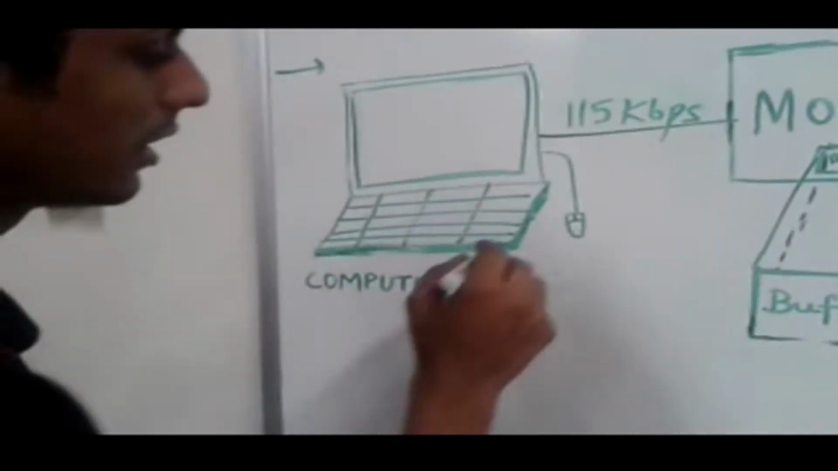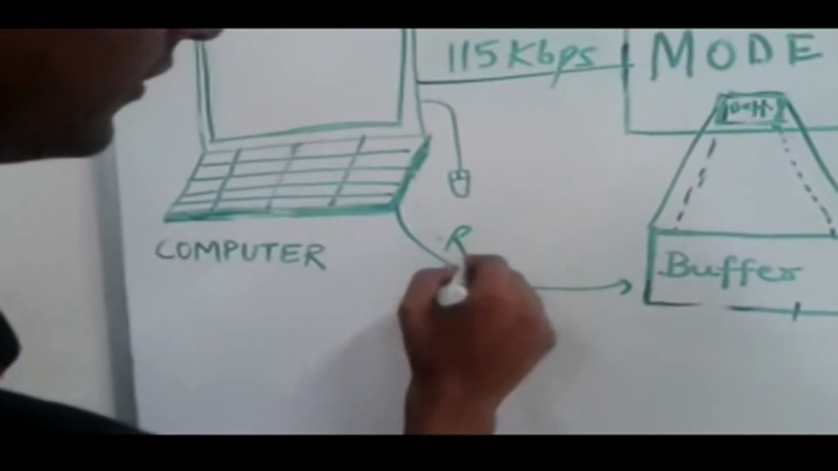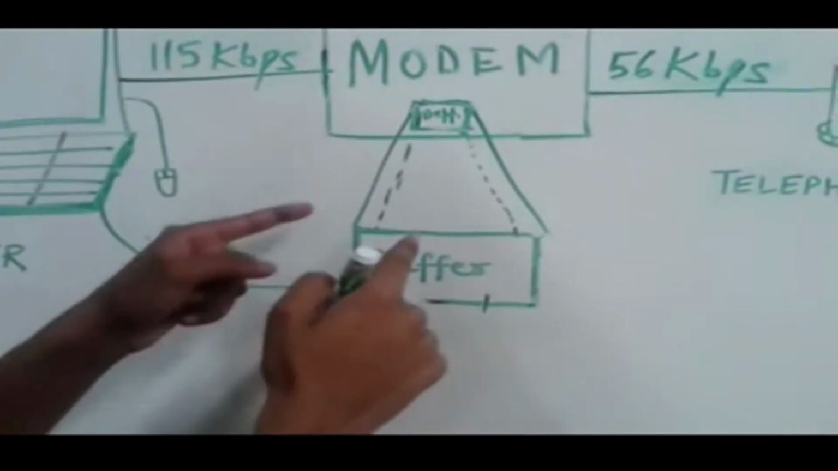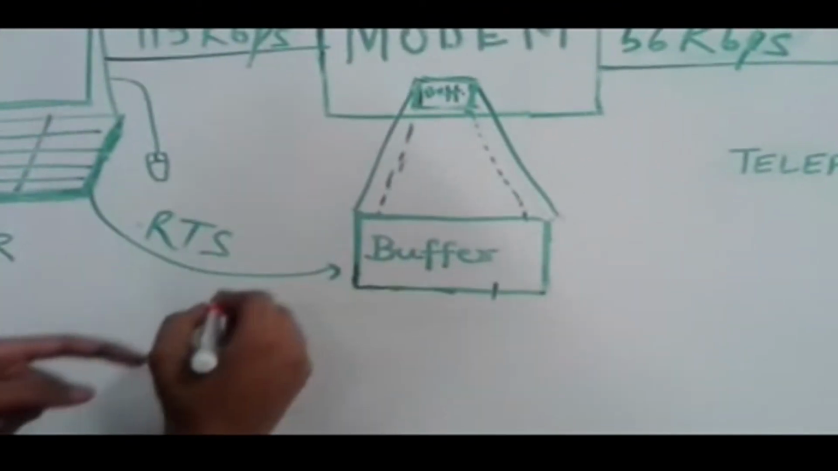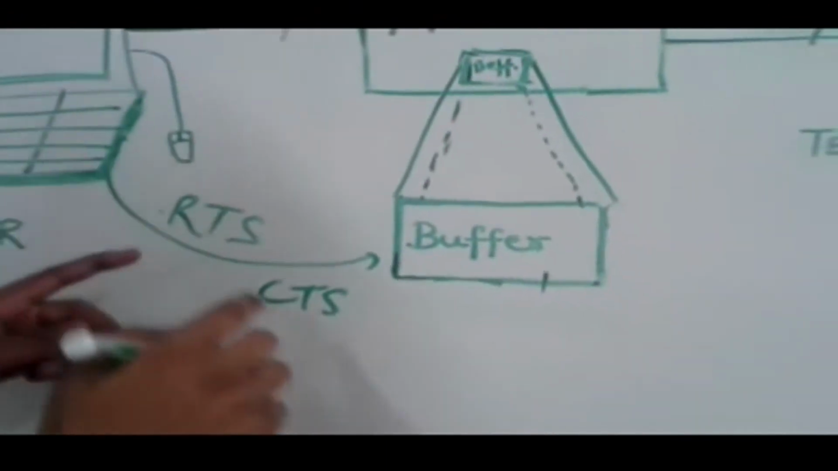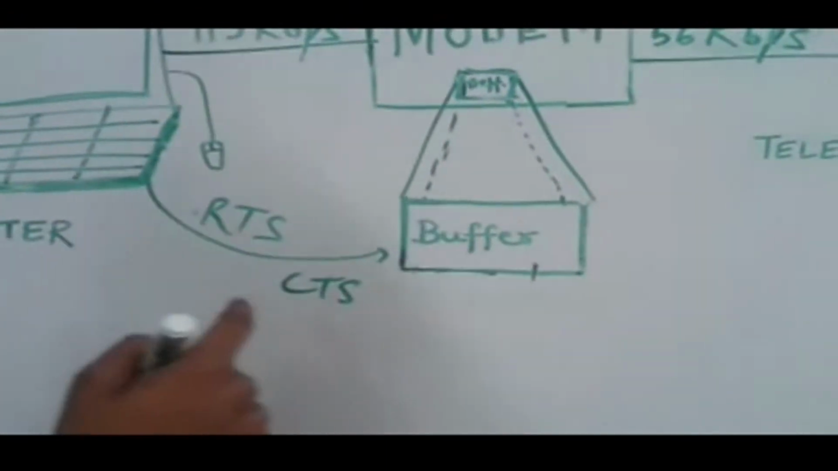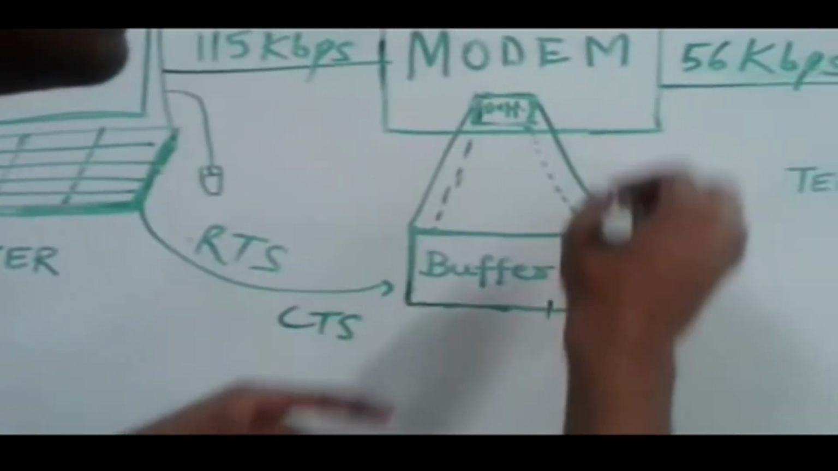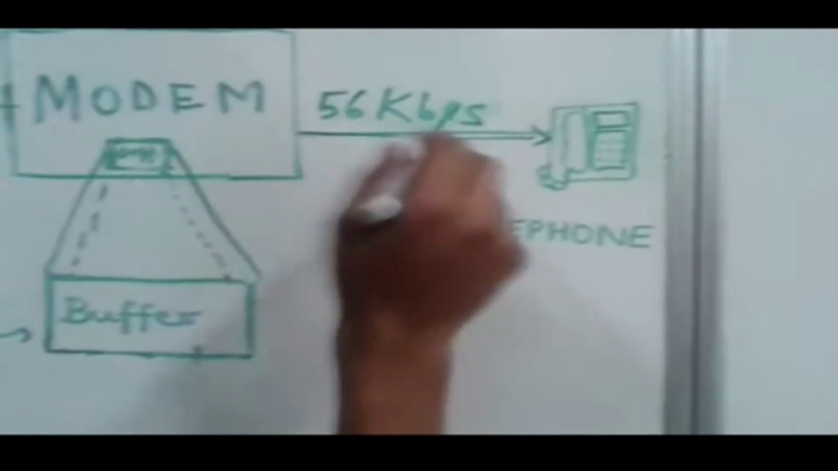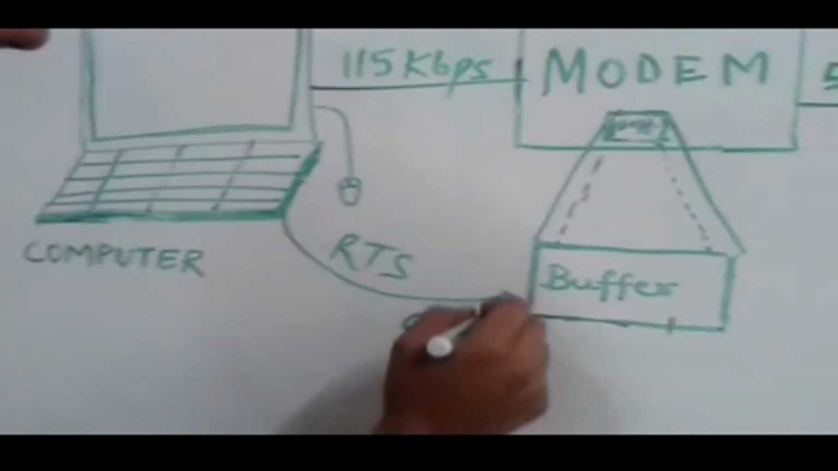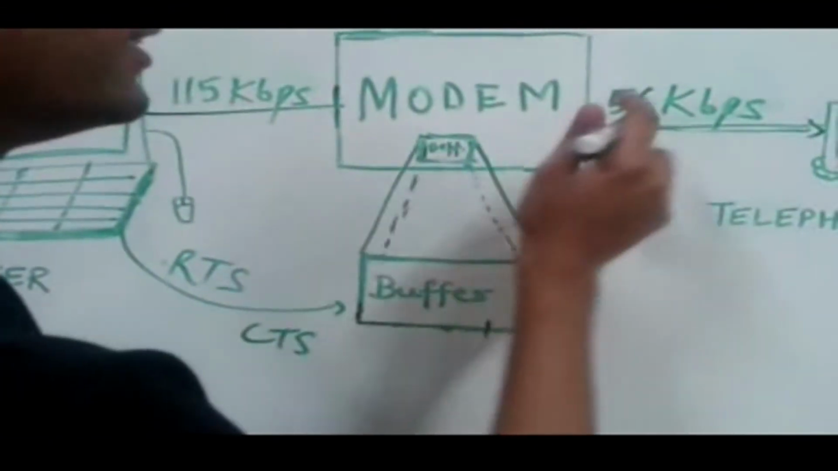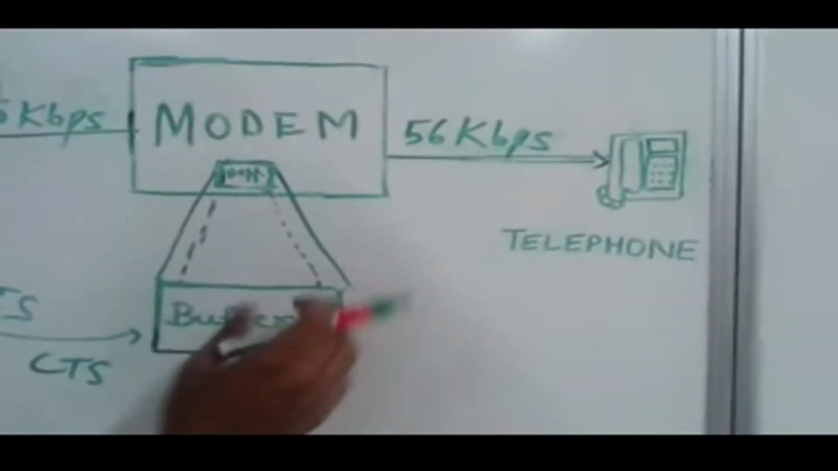For this, the computer sends RTS, which is the request to send signal, through the pin to the modem, and checks for the CTS signal, which is clear to send. If clear to send indicates that the buffer has space in it, the computer keeps on sending data to the modem and the modem keeps on sending data to the telephone line. Otherwise, the computer stops sending data to the modem for a while until the modem sends its data to the telephone line and clears its buffer space.